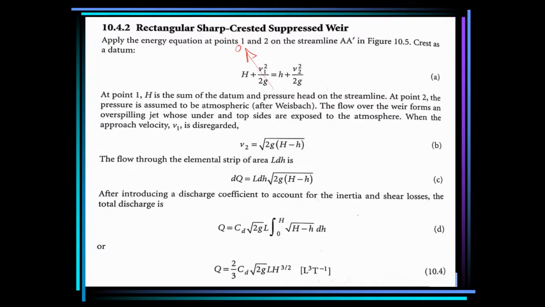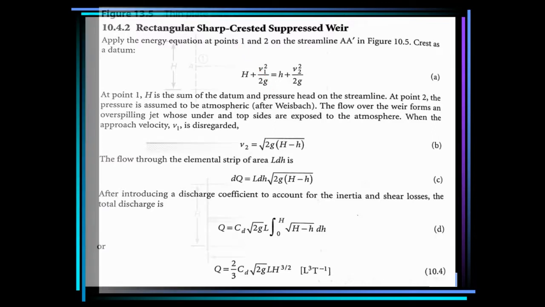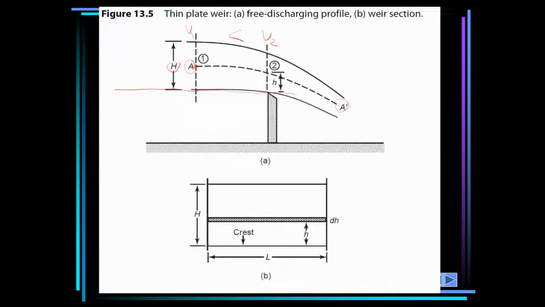So v1 squared over 2 will be 0. Okay, so we'll have v2 equal to the square root of 2g(H − h). To find the flow rate for this small element, we need to find the area. The area is what? It's the length times dh. And the flow rate is AV.